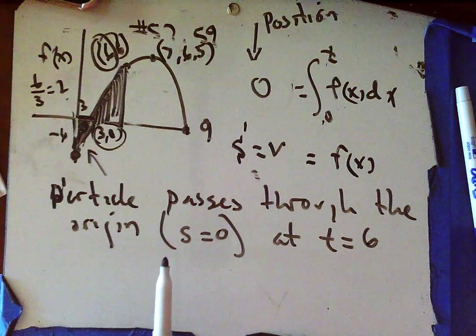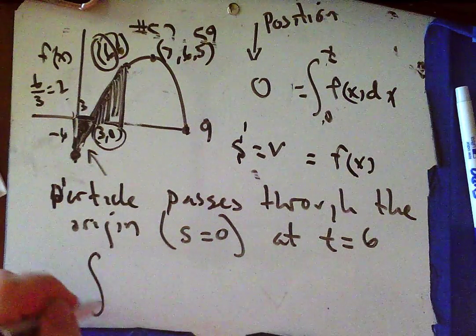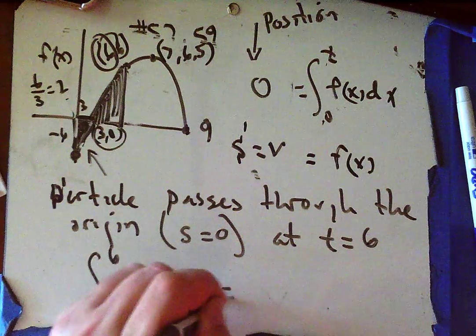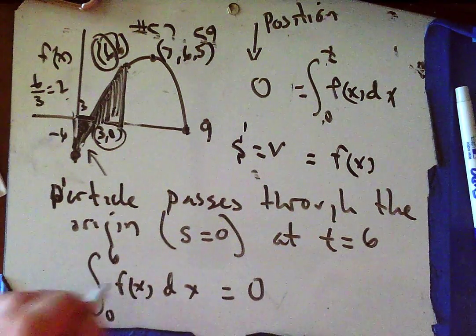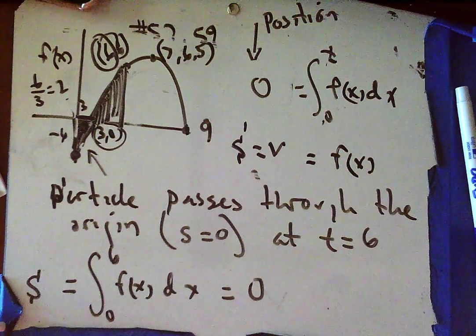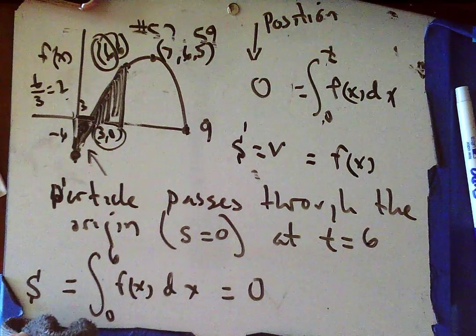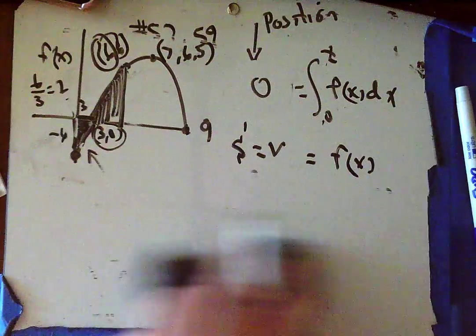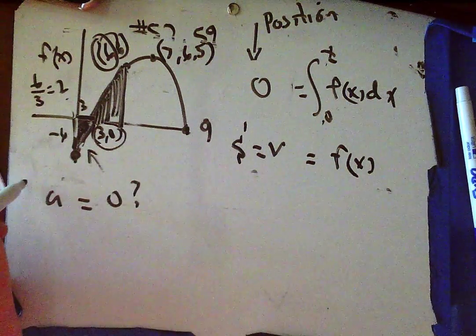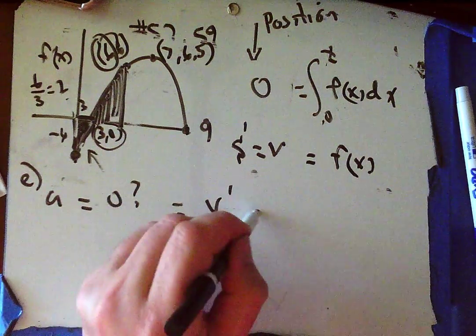Now they don't ask me to justify this, so I'm not going to. But if you wanted it, I'd say because the integral from 0 to 6 of f of x dx equals 0. When is the value of this integral equal to 0? Because that's going to tell us when position is equal to 0. Great. That was D. How about E? When is acceleration 0? That's our part E. Well, remember, acceleration is the same as v prime.